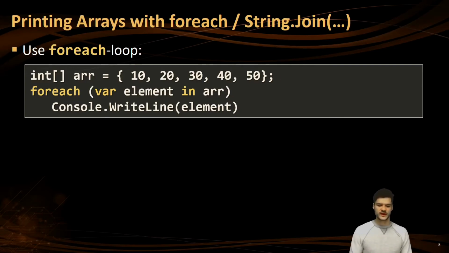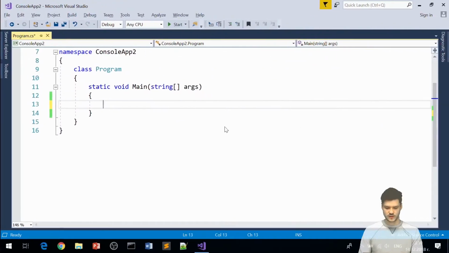So we have another way of printing arrays. It's using a for each loop. With a for each loop, the code looks a bit more clean. As you can see, here is the example. I can show it to you.